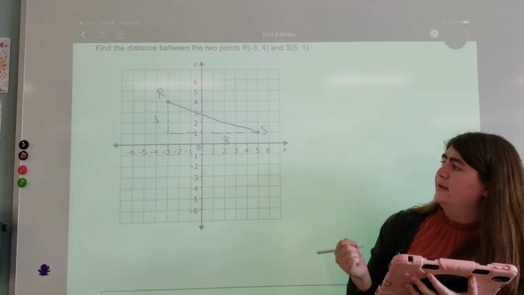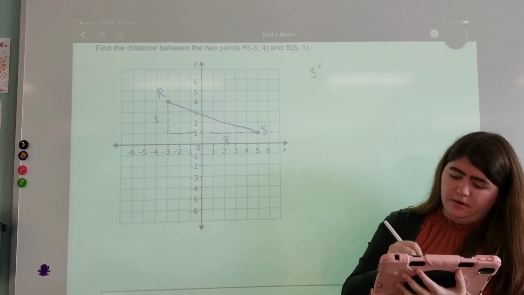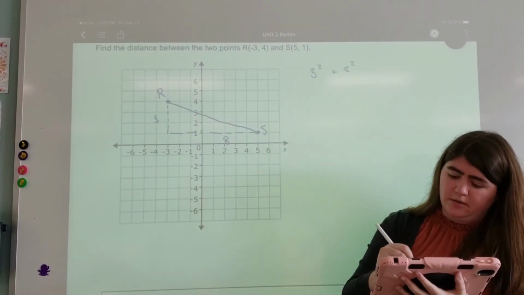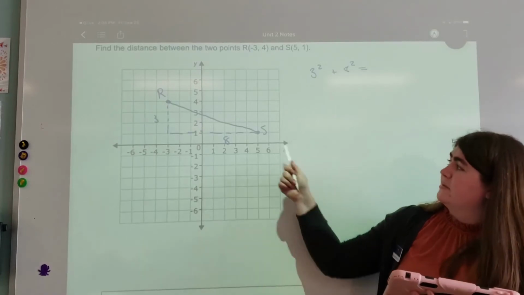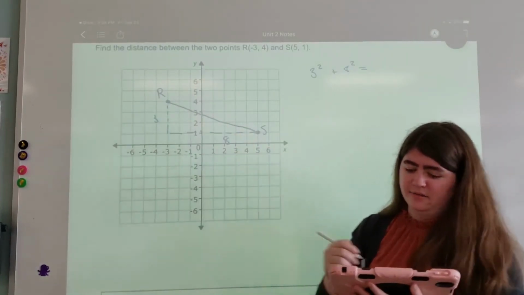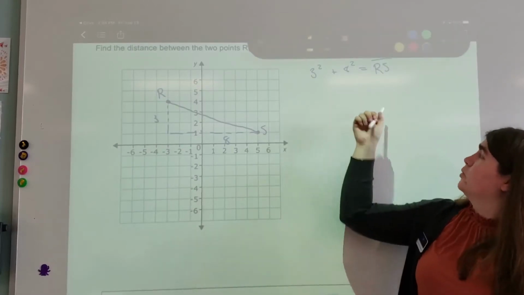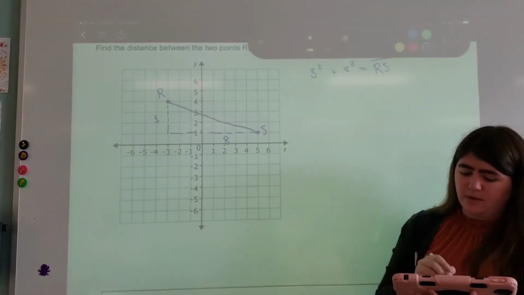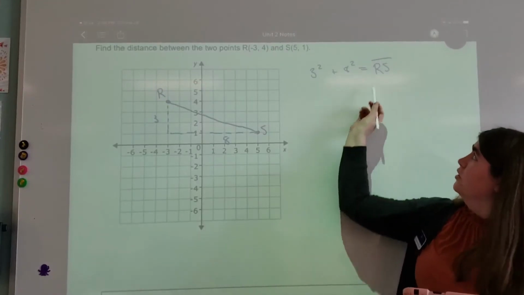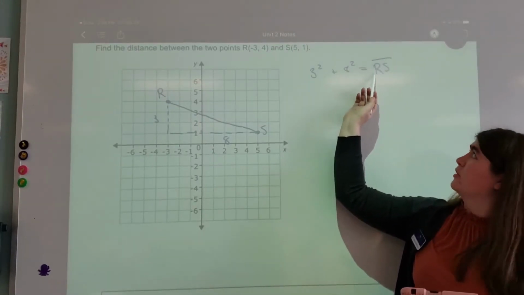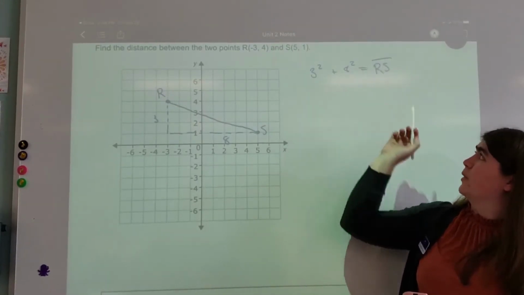So now I'm going to go ahead and say 3 squared plus 8 squared is going to equal my segment RS. So I have this segment. Remember, when we are naming a segment, we draw just the segment with no arrows on the end. So it's the 2 points with no arrows in the bar.